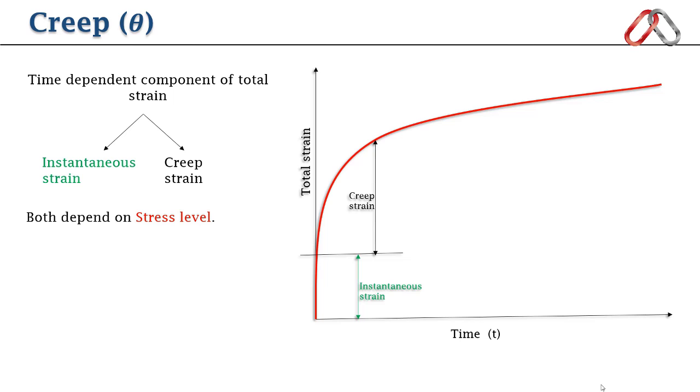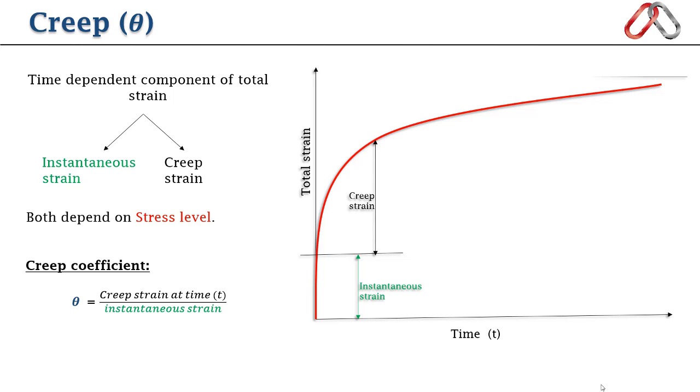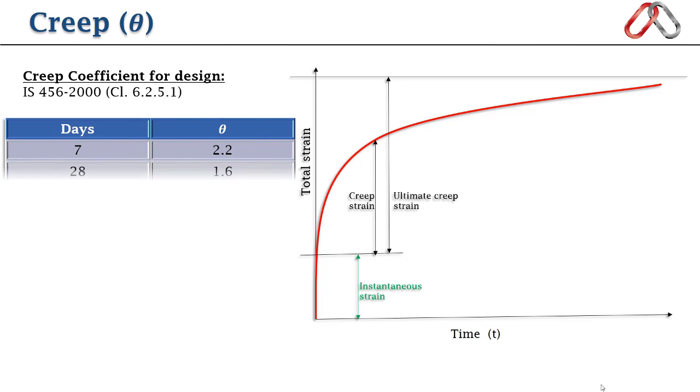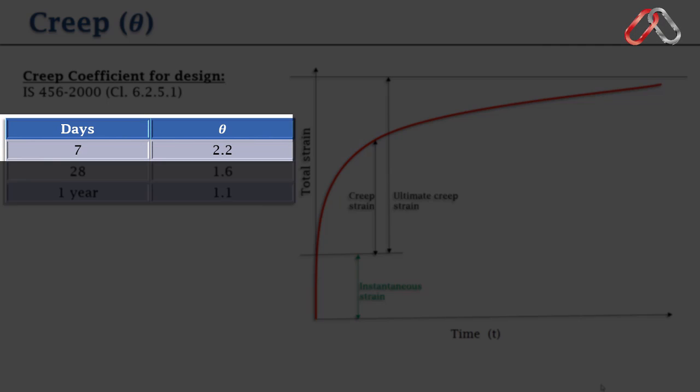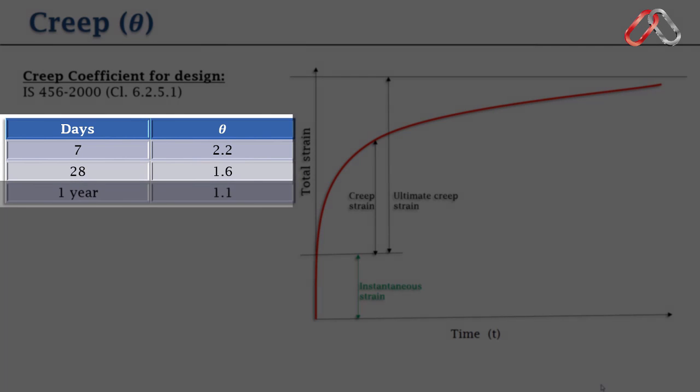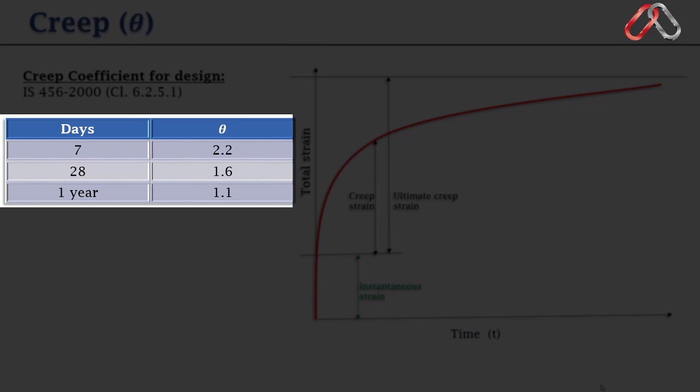Increase in strain is sometimes expressed in terms of creep coefficient, and this creep coefficient is the ratio of creep strain at time t to instantaneous strain. The maximum value of creep coefficient is called ultimate creep coefficient. The value of creep coefficient for design purposes is given by the Indian National Building Code. For 7 days it is 2.2, for 28 days it is 1.6, and for 1 year it is 1.1.